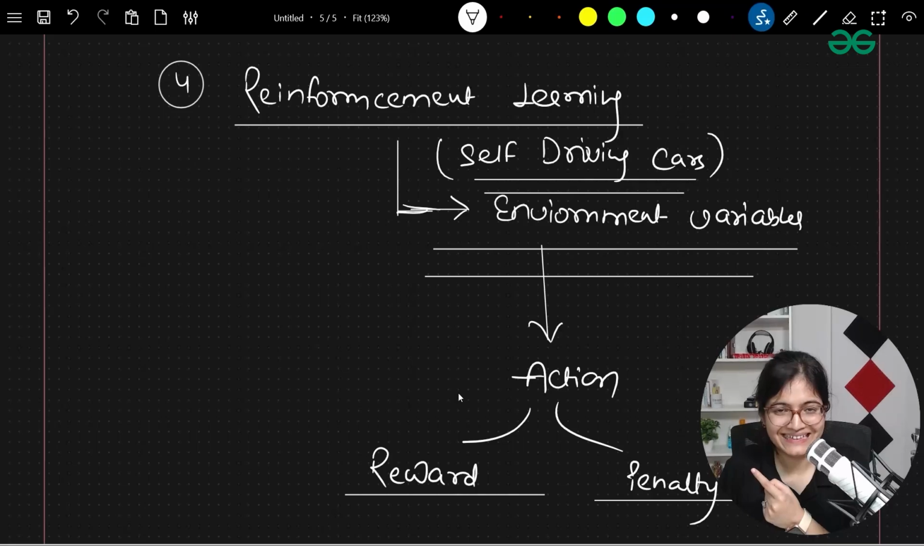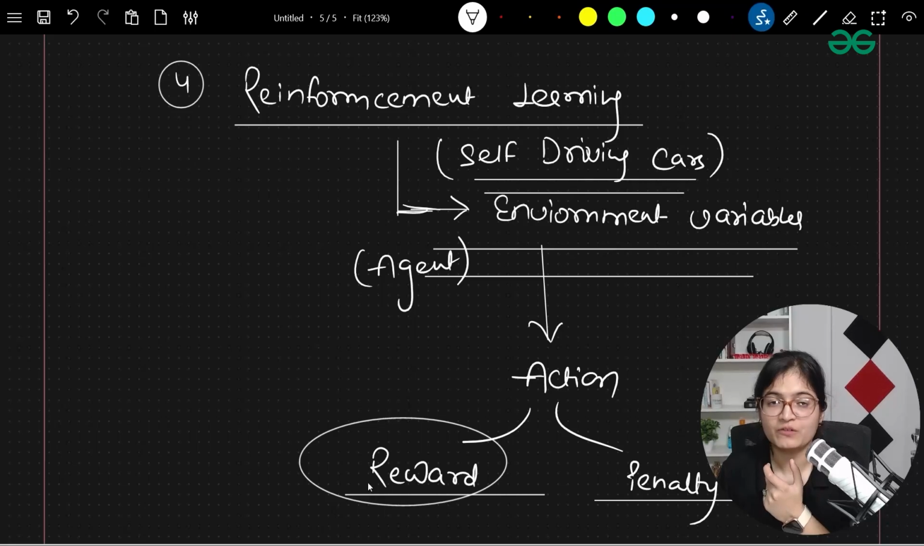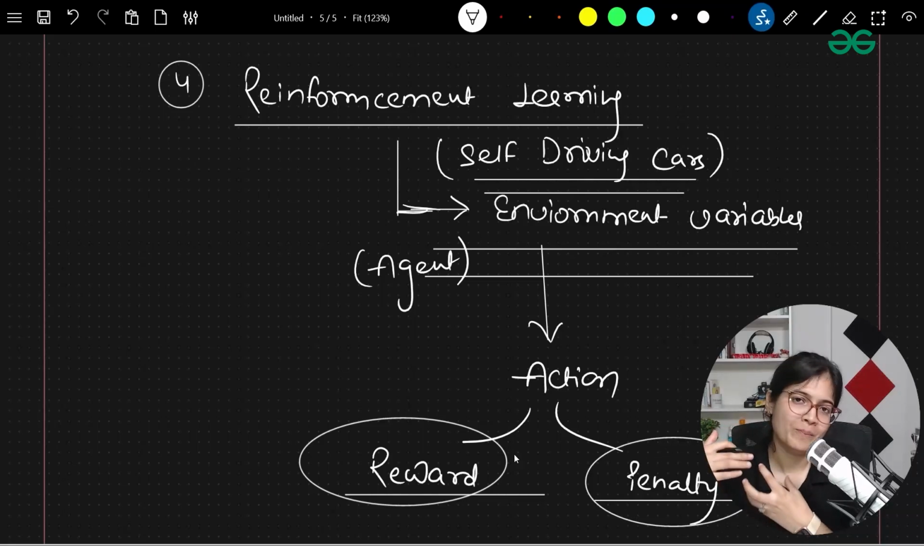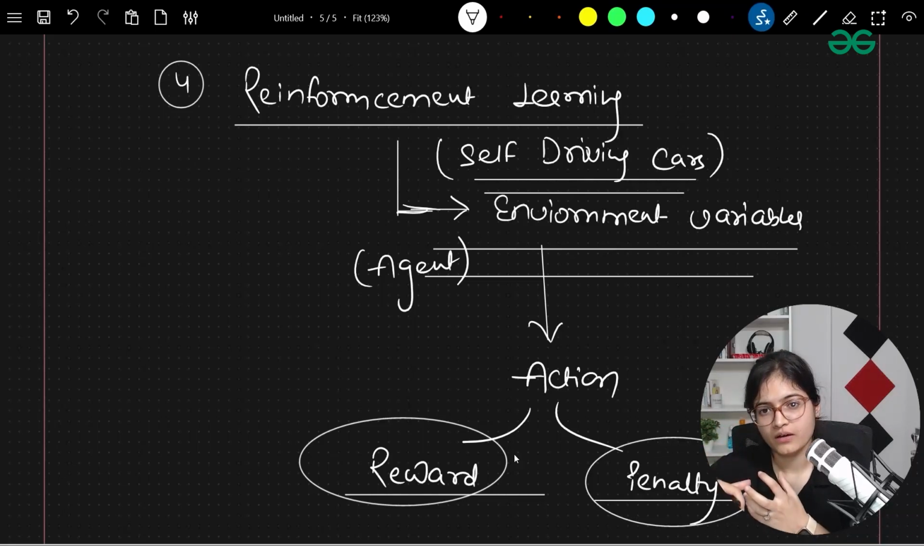Let's say it's called an agent. If that agent or the model takes a good action, we will provide the reward, which indicates that, okay, you are taking a correct action. If it is taking a wrong action, we will provide the penalty. That is, the better the action, the higher the reward. A bad action means a higher penalty. This is how the complete learning usually happens, depending upon the environmental variables.